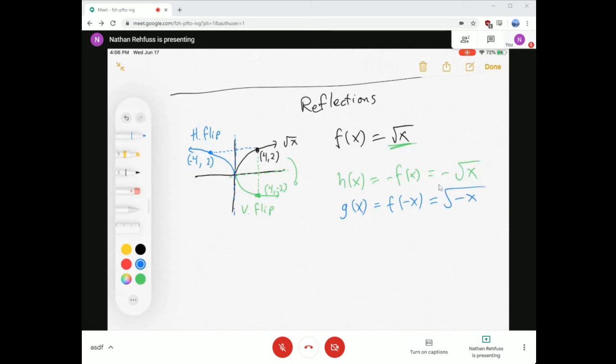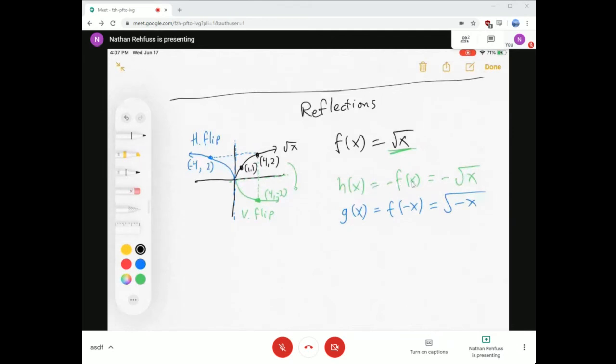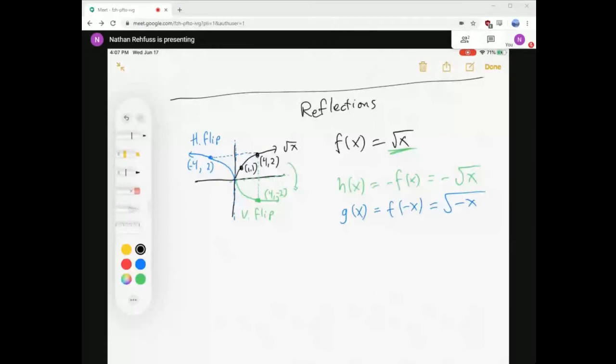So that's how we do a vertical flip. And every point is going to get reflected over the axis the same way. So if this is the point (1, 1), when I do a vertical flip, I say h(1), which is just negative f(1). So it's negative of the square root of 1. So h(1) will be negative 1 for the same reason that f(1) is positive 1. It's just the same thing, but with an opposite y-coordinate. So that flips over to (1, -1).